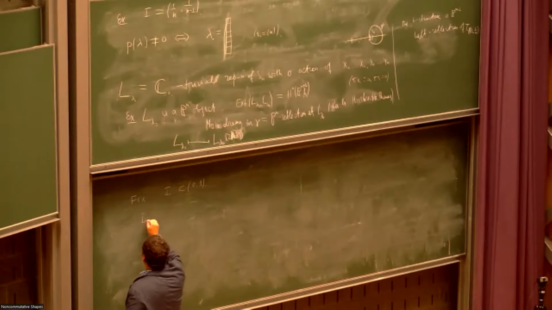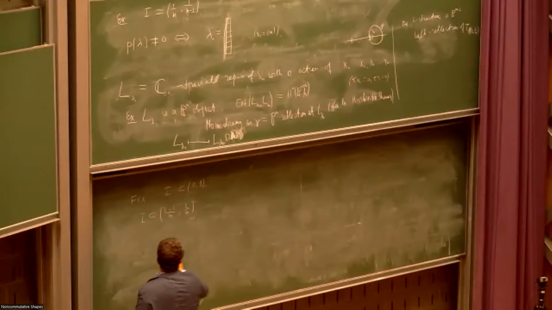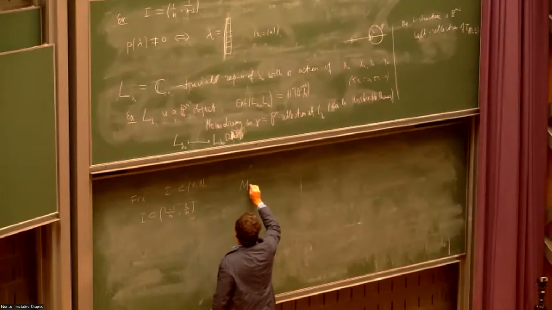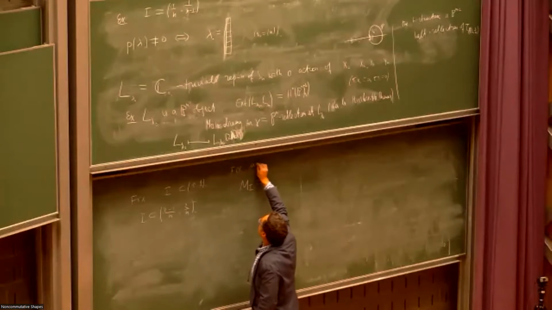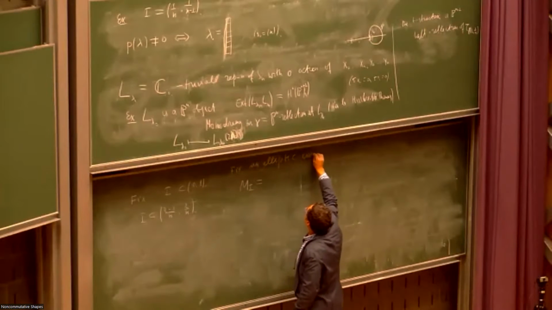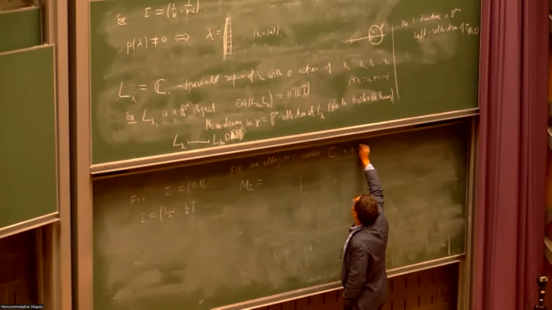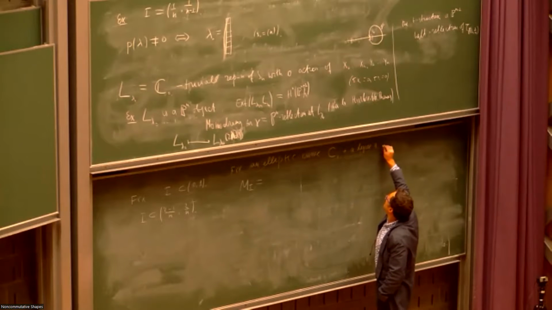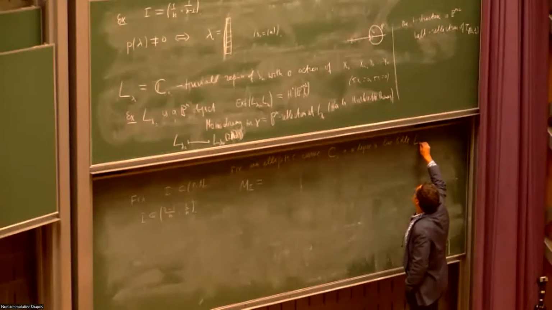And so I obviously lies in a unique interval (r-1)/n, r/n for unique r. And now I define M_I to be the moduli space... so I fix an elliptic curve C and a degree n line bundle L0 on C.